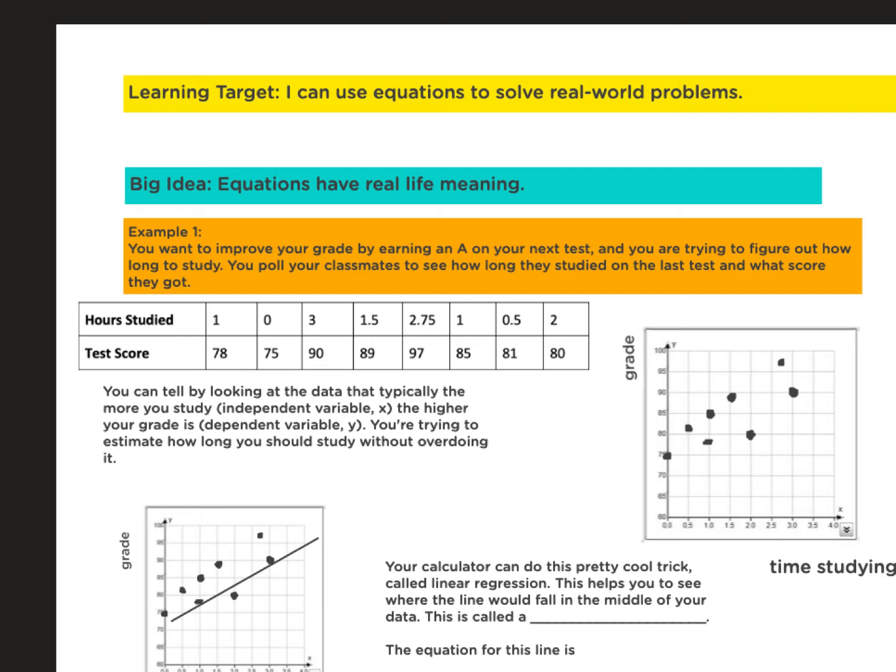Scientists, for example, use equations all the time in order to make predictions about things that are actually going to happen. We're going to use a couple of relatively non-scientific examples because these are topics that are kind of more relevant to you guys, okay?